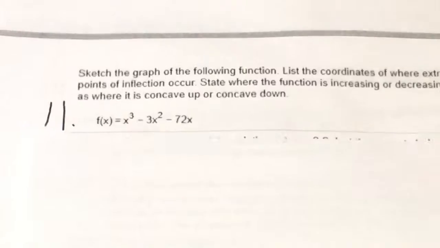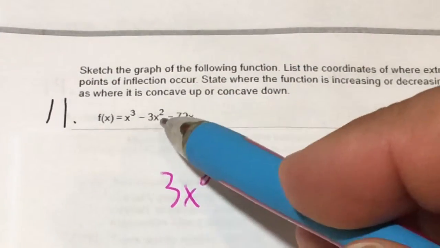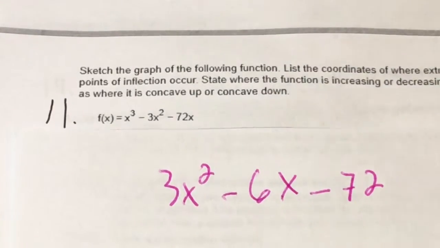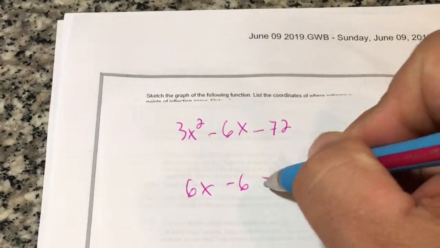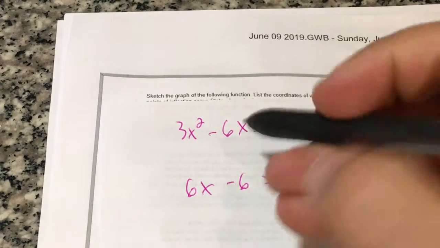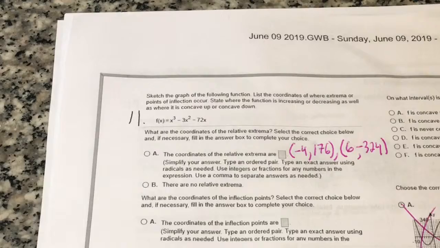So let's take the derivative of the original. The derivative of x cubed is 3x squared. The derivative of -3x squared is -6x. The derivative of -72x is -72. That's the first derivative. Now I'm going to take the second derivative. That would give me 6x minus 6. And then I set that equal to 0. Solve that. X is going to equal 1. So my point of inflection is at x value 1.